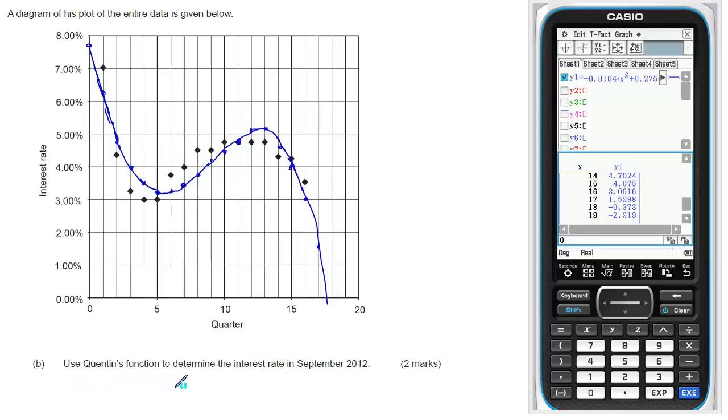Use Quentin's function to determine the interest rate in September 2012. We discussed that was time period 17, so from the calculator we can see that that's 1.6%.